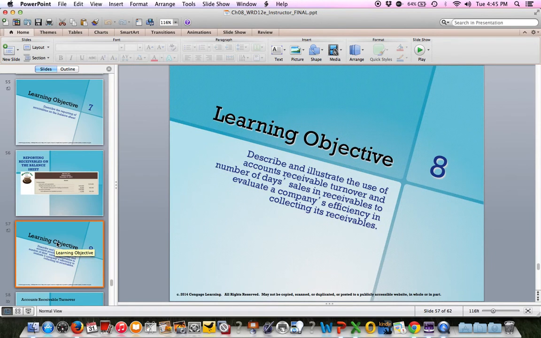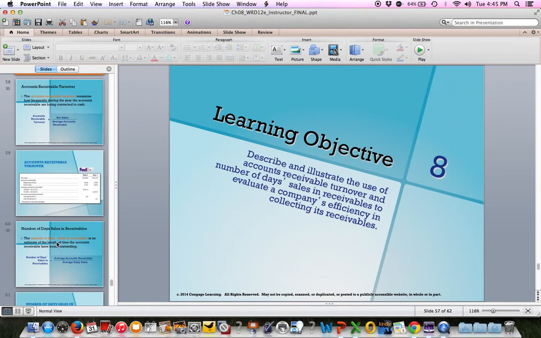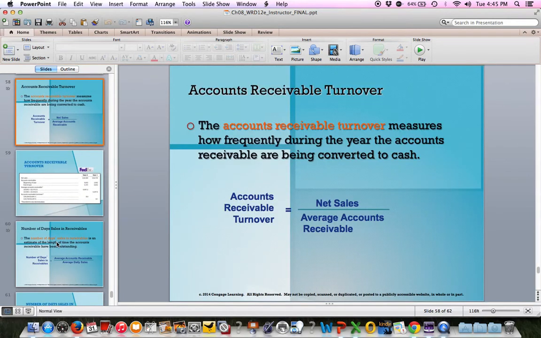Okay, I think this is now the final objective, and to talk about some ratios involving receivables. The first one is accounts receivable turnover. It says it measures how frequently during the year the accounts receivable are being converted to cash. Basically, how quickly do our sales turn into cash, right? So simply net sales divided by our average accounts receivable.